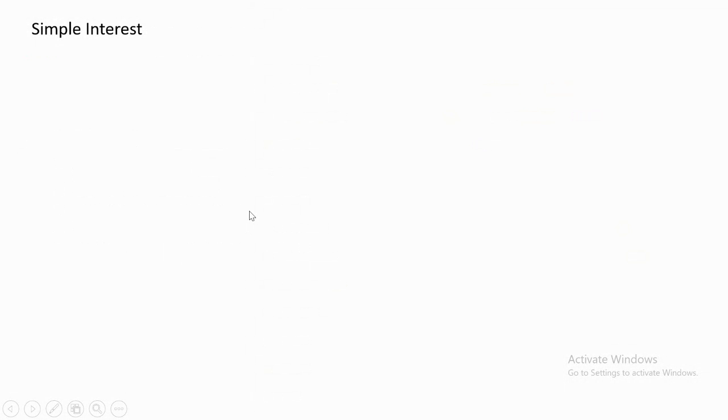Okay, so let's start off with simple interest. What is simple interest? Here's the formula for simple interest. It's INT equals PV, where PV stands for present value, times R, which is the interest rate, times T, the time.